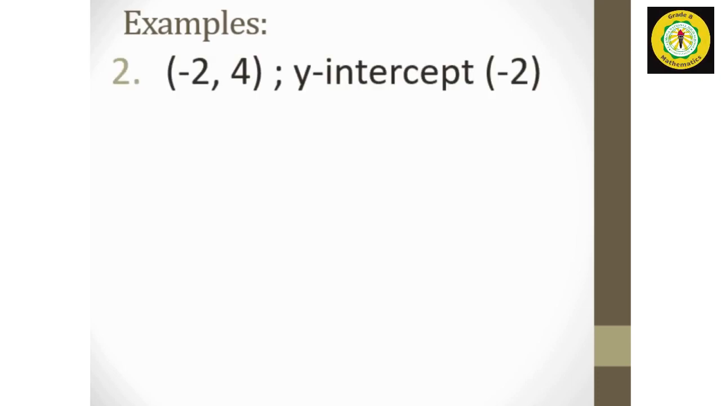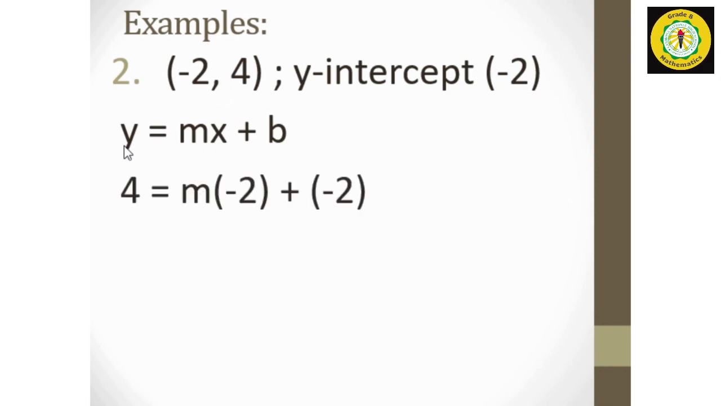Second example, I have here point negative 2 and 4 and the y-intercept which is negative 2. Our formula is y equals mx plus b. So we need to substitute the given point and y-intercept to the formula. So I have here the x and the y, and then I have here the b or the y-intercept which is negative 2. So y is 4, the x is negative 2, and b is negative 2.